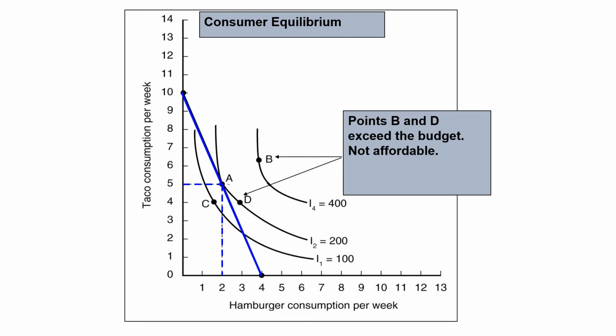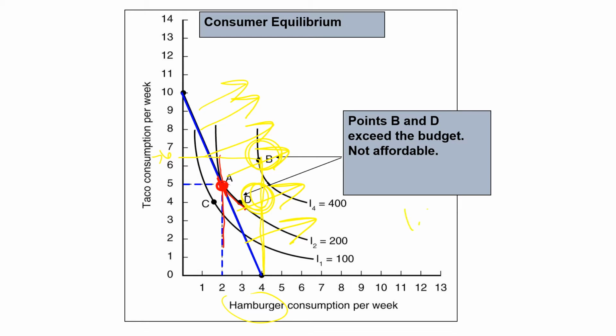As we saw in the previous slide, where the budget line meets the indifference curve, that's the point of equilibrium. This slide is just telling us that points B and D are outside of the budget line. So anything that is on this side, the right side of the budget line, costs too much money. That's higher than our budget. For example, point B here is at 4 hamburgers and greater than 6 tacos.